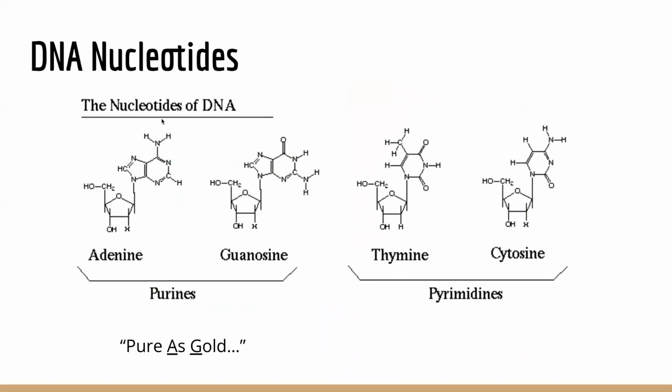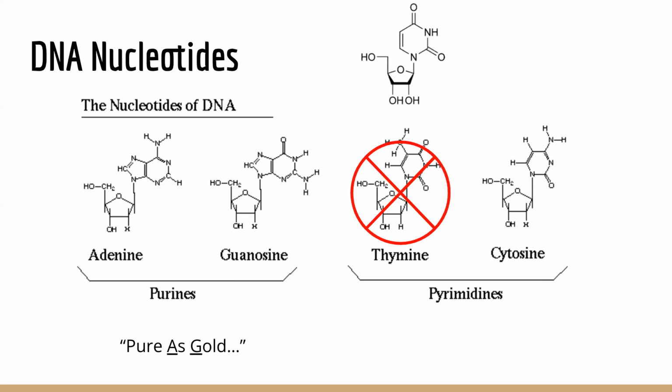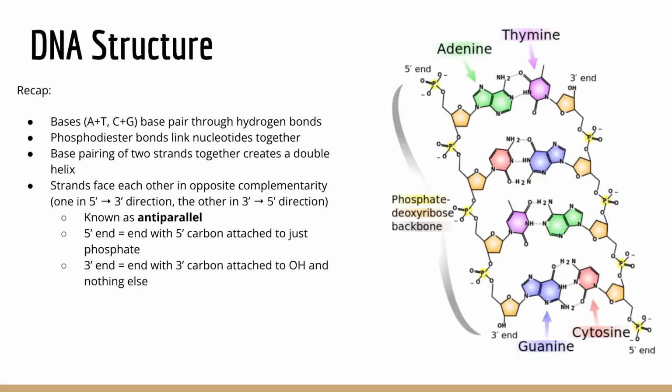Okay, so these are the different DNA nucleotides. You have adenine, guanine, thymine, and cytosine. Adenine and guanine are purines, and thymine and cytosine are pyrimidines. And this is one way that you can remember it: pure as gold, purines include adenine and guanine. RNA nucleotides include all of them except for thymine, and RNA has uracil instead of thymine. This is just basic DNA structure stuff.